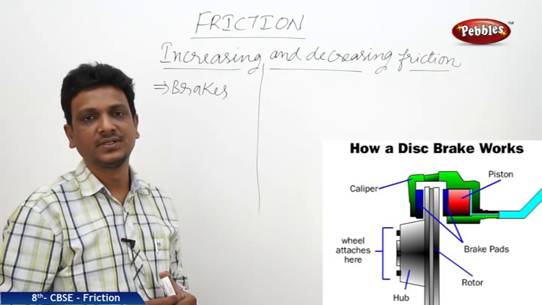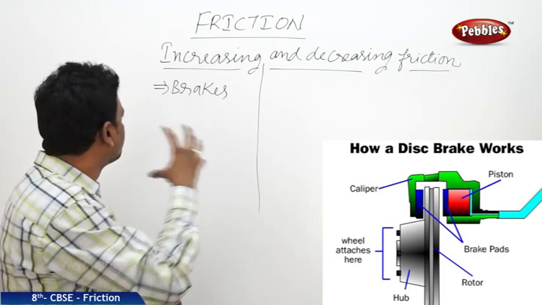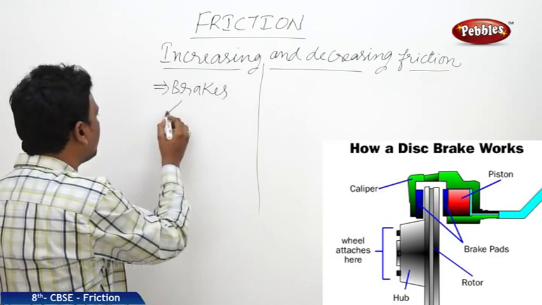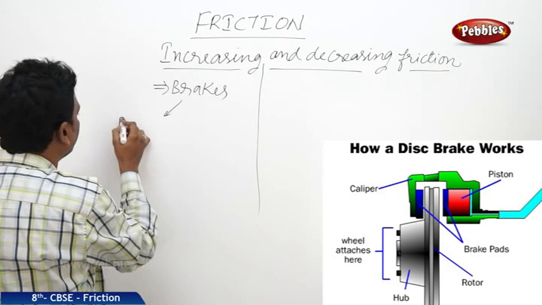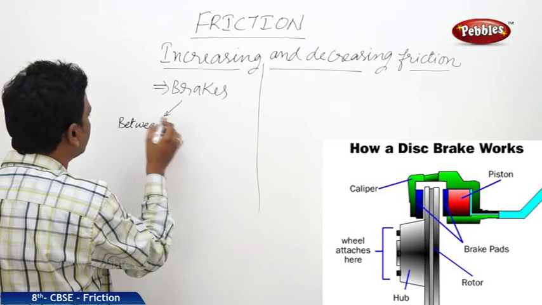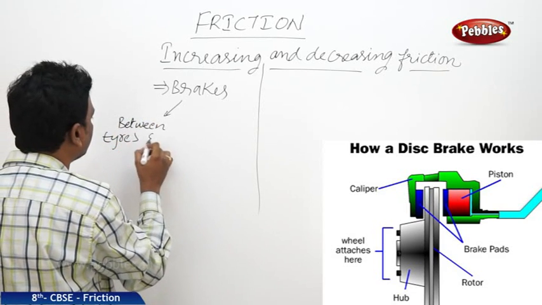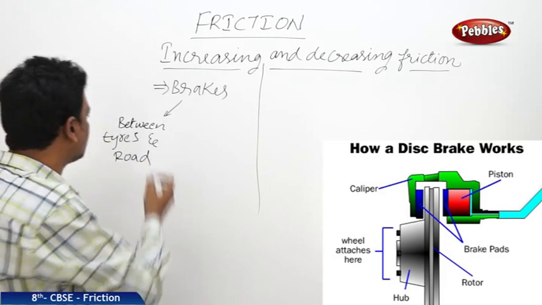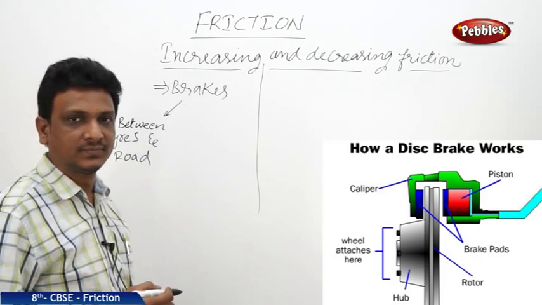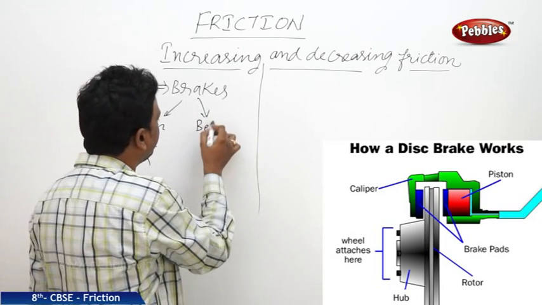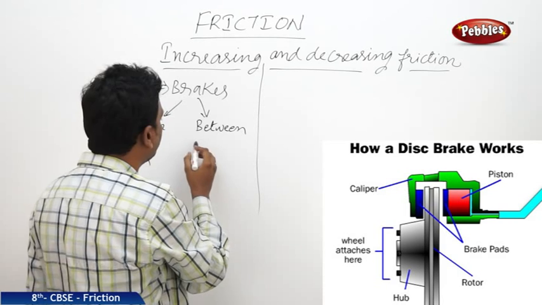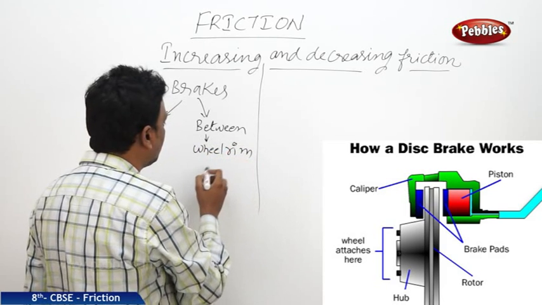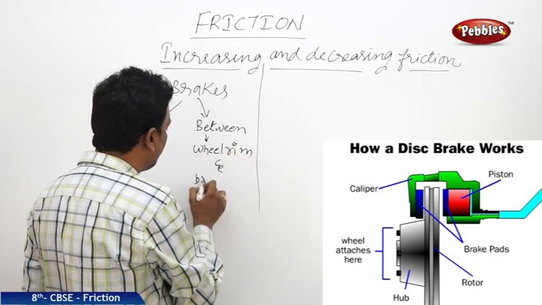Good grip is very important. You see here, to stop the vehicle, at 2 points the friction is very important. One point is between tires and road. So at this point, it's very important. And what is the other point? Between wheel rim and brake pads.